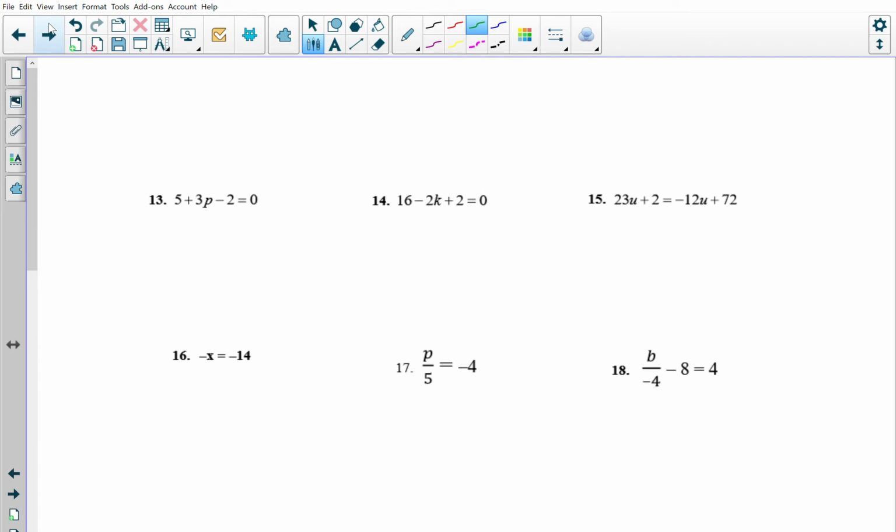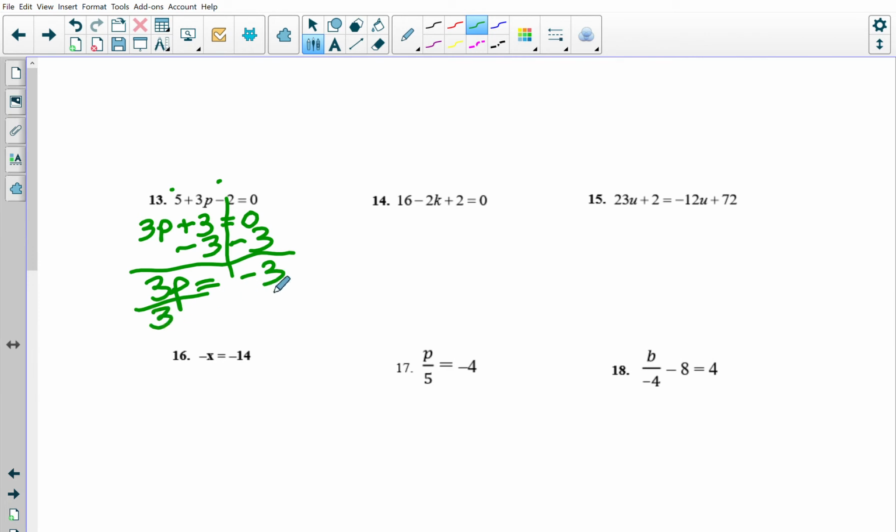Okay, number 13. First I have to simplify this expression. I have 3 terms here. You're only allowed 2, so I'm going to combine the numbers. So I have 3p, and then 5 minus 2 is positive 3, equals 0. So I want the p alone, so I'm going to subtract 3 on both sides of the equation. So 3p equals negative 3, dividing by the coefficient 3, p equals negative 1.